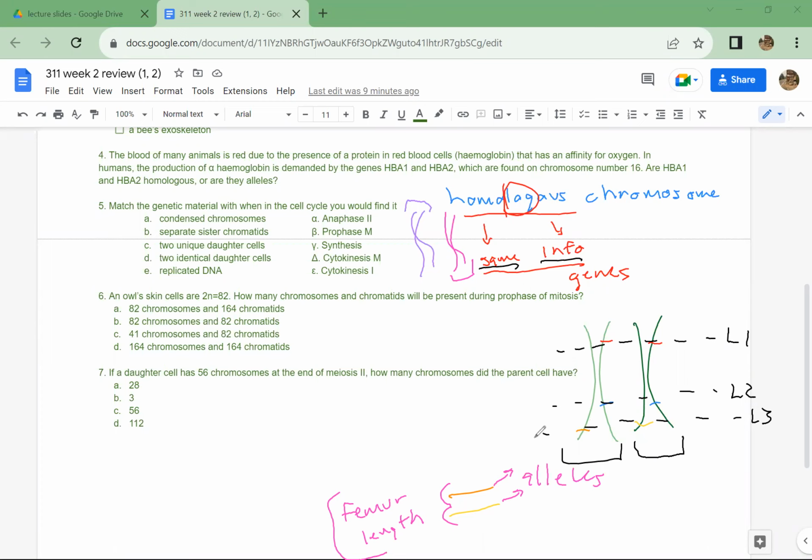And this is what it means to be homologous, to have the same information in the same locations on your chromosomes. You don't have to be perfectly identical to your homologous chromosome, just like this light green chromosome has the orange variant of the femur length gene, and this dark one has the yellow variant of the femur length gene. But you have the same genes, femur length is located at this locus on the chromosome. So they're homologous to each other.